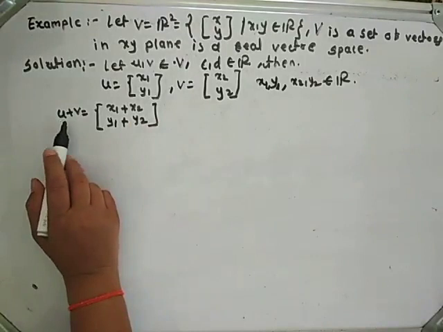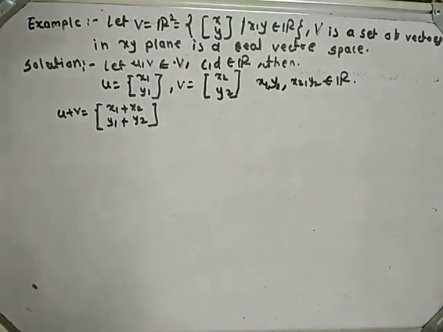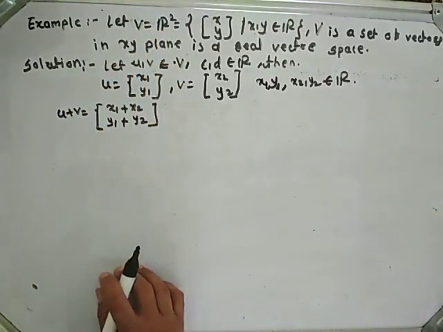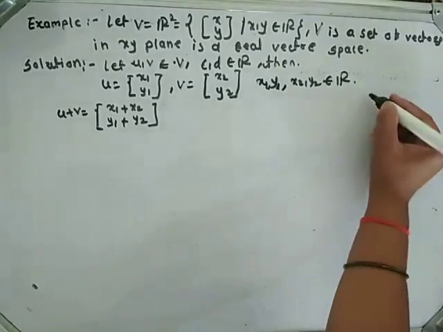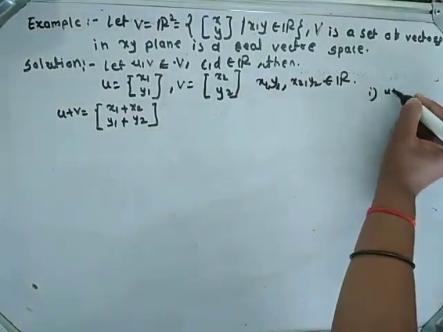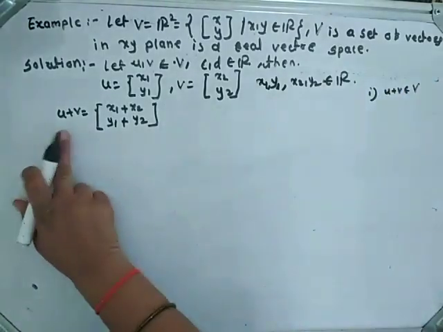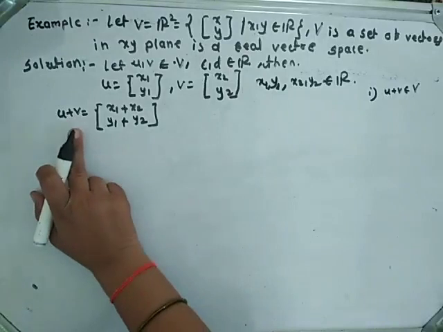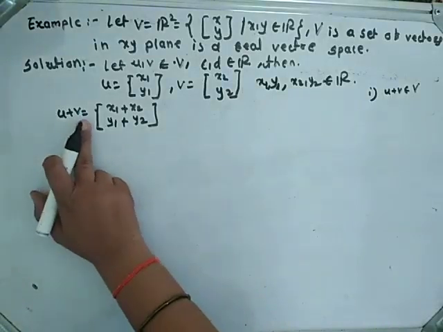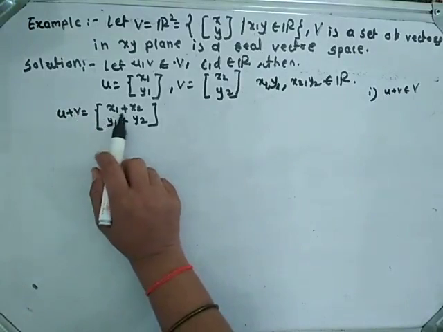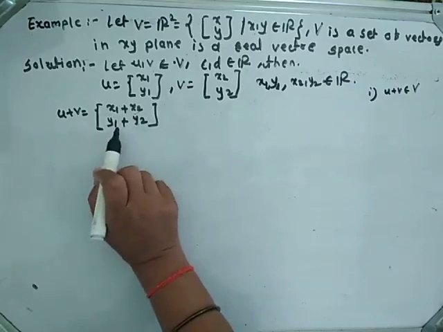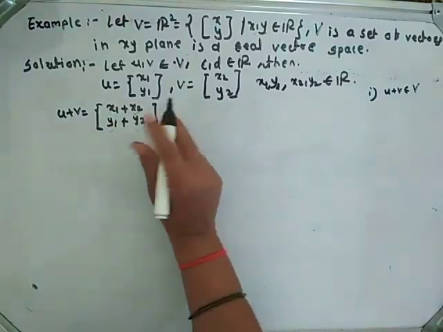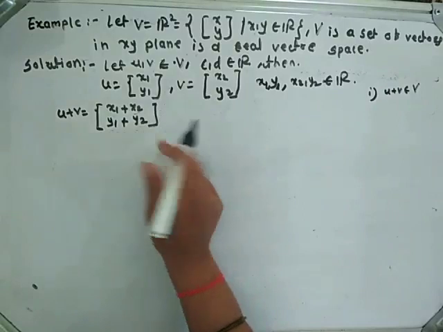Now we have to show that this set is a vector space. For this we have to prove all 10 properties. The first property is closure under addition, which means we have to show that u plus v belongs to V. Now u plus v is equal to (x1 plus x2, y1 plus y2). Since x1 and x2 are real numbers and y1 and y2 are also real numbers, their sums x1 plus x2 and y1 plus y2 also belong to R.